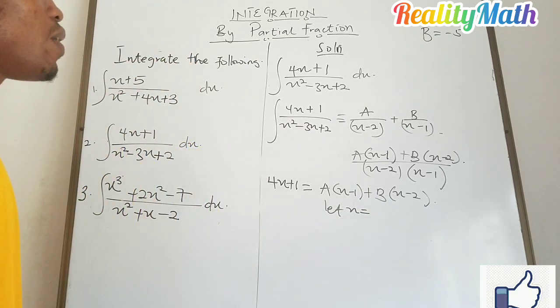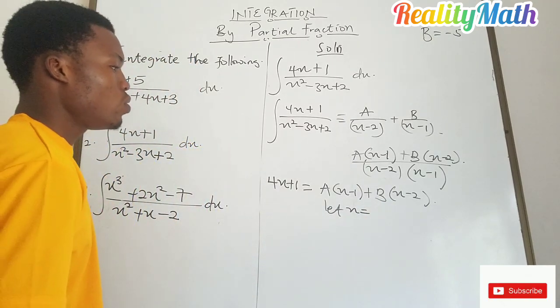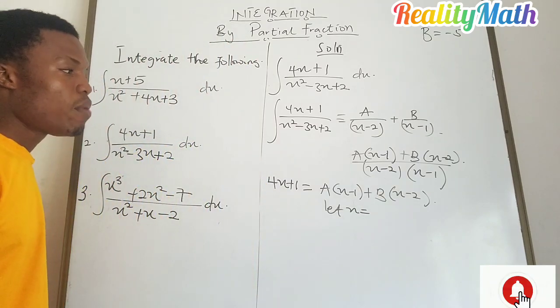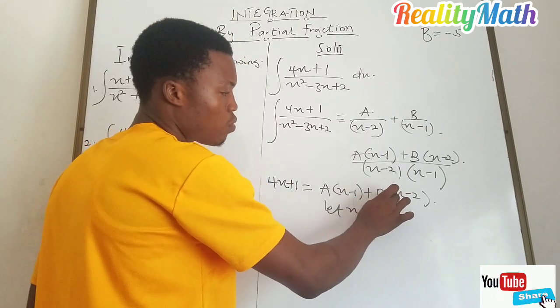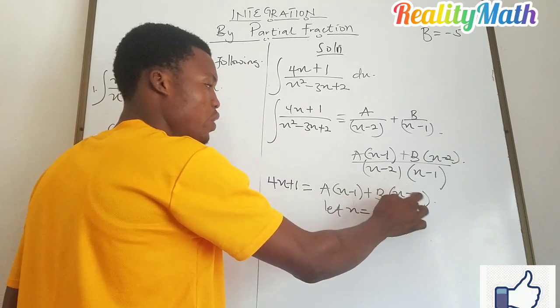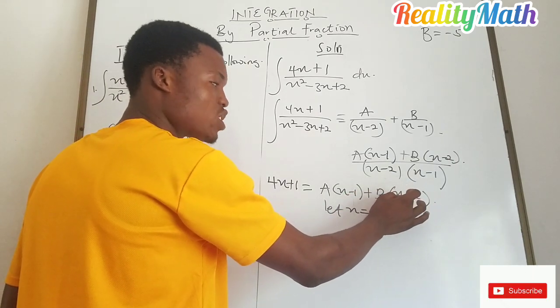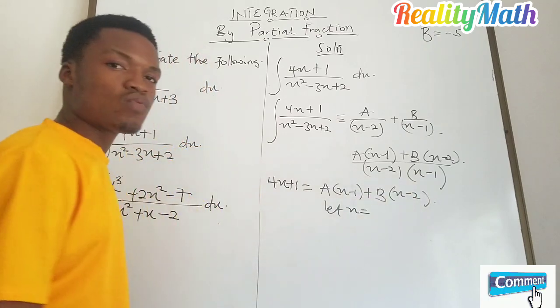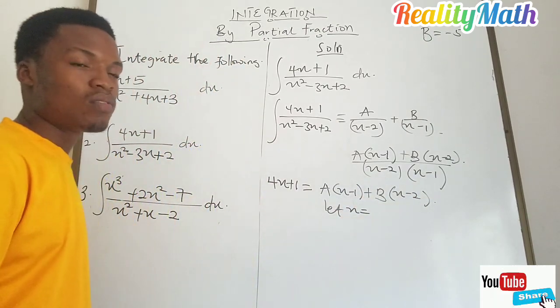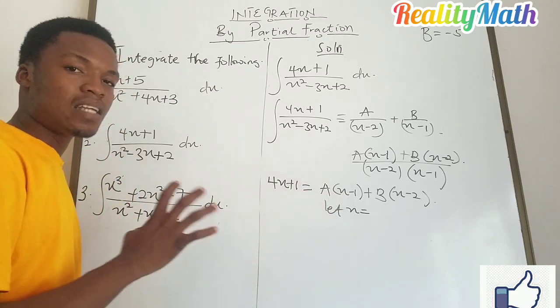How can we get our a? We know that we can break this down to 0 by letting x be positive 2. You see the idea? If x is positive 2, the whole of this will now get to 0. If it is 0, then it will multiply b to also be 0. Then our a can be singled out.